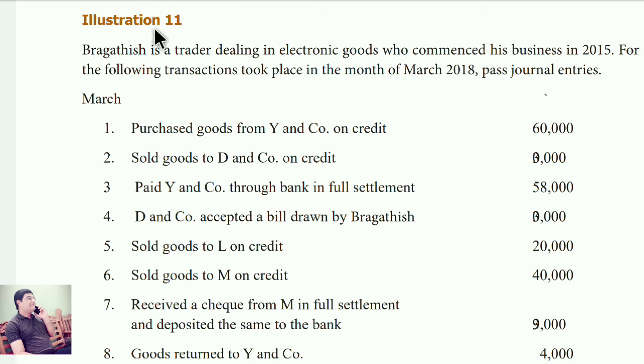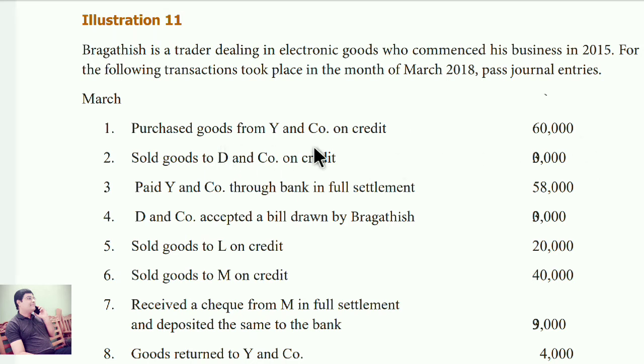Now see illustration 11. Journal entries. Bragitesh is a trader dealing in electronic goods who commenced his business in 2015. The following transactions took place in the month of March 2018. Pass journal entries. March 1. Purchased goods from Y&N Company on credit, rupees 60,000.